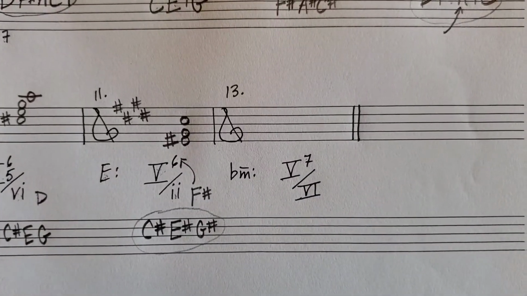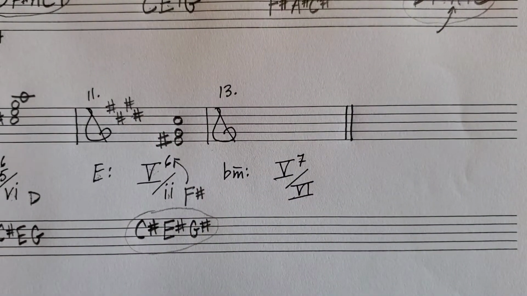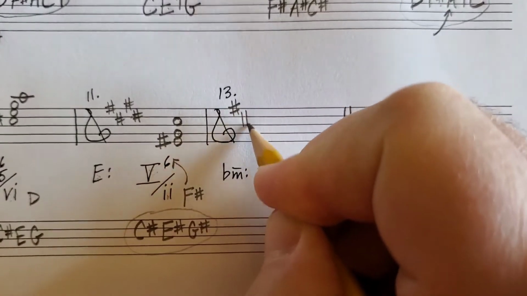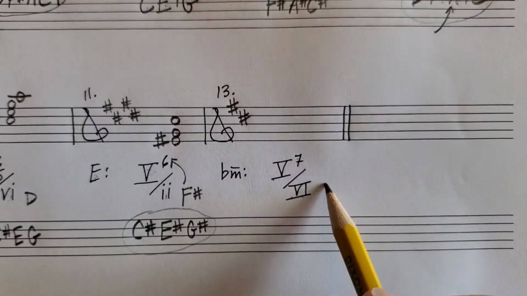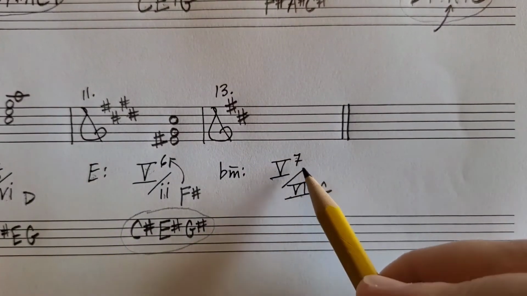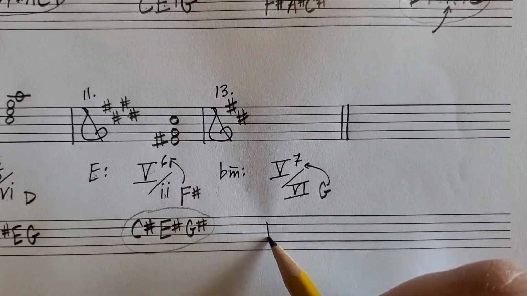All right, and here's number 13. It says 5, 7 of 6. B minor is the key, so we're going to write in our key signature. Now in the key of B minor, 6 is G. 5 of G is D.